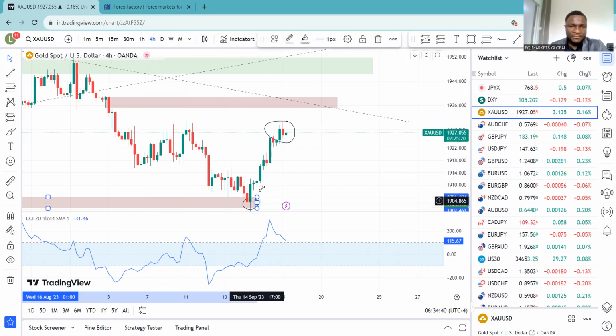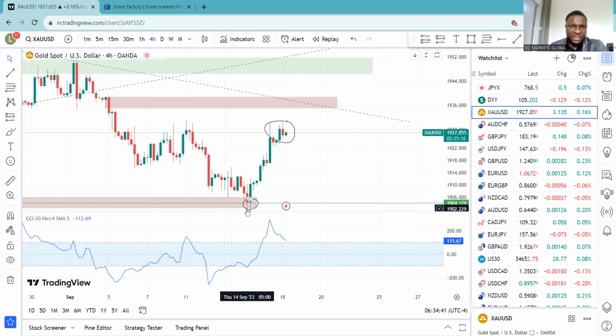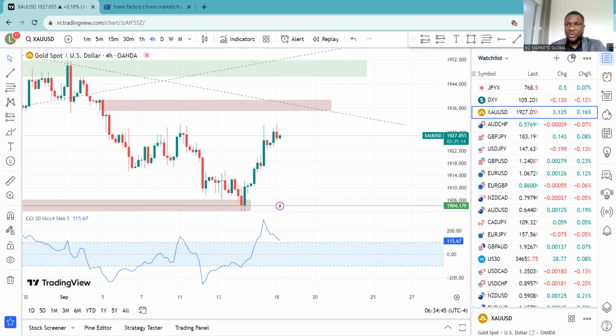So this is what I had advised. Let me take this out first. This is what I advise: that we wait patiently for price to come back into the zone, and then from that zone we can take a massive sell to the downside. Now, why I'm saying this is because if you already understand the concept of inducement in trading, this could be an inducing level.